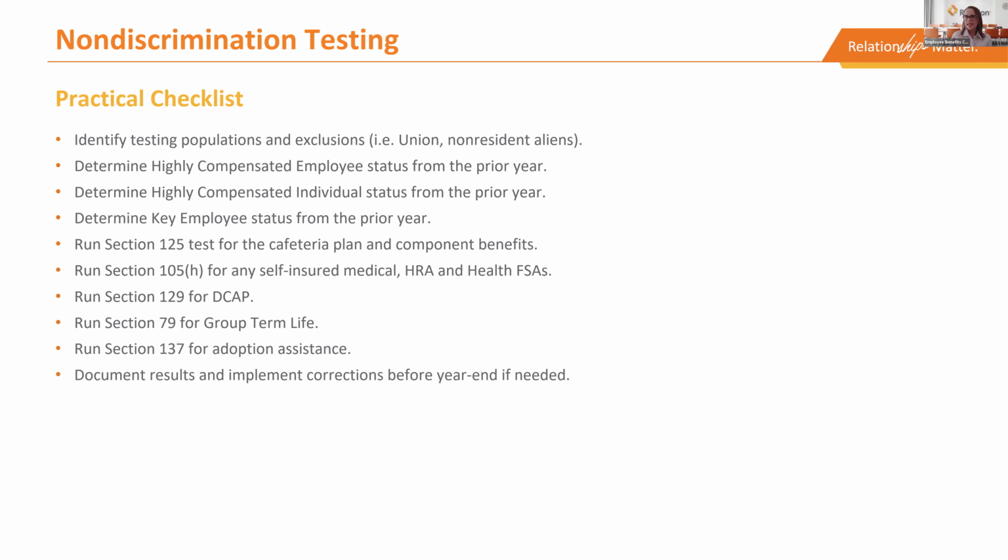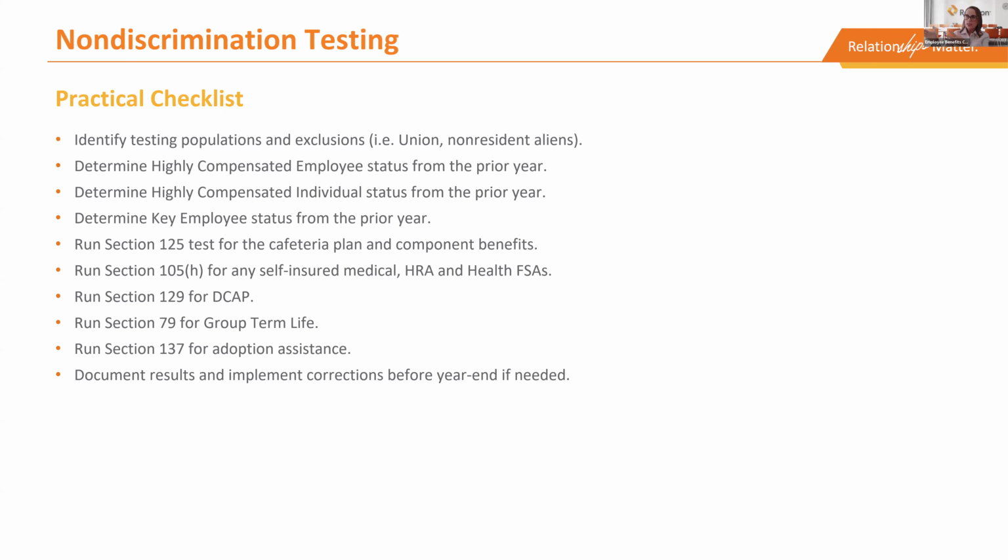And then here I've just highlighted for you a practical checklist, kind of an order, for your non-discrimination testing. Again, really identifying those test populations for each, the Section 125 and the component benefits. Sometimes unions are also excluded. Non-resident aliens, those get excluded from testing. And the rationale behind the union is that they're collectively bargained, and so it is what you end up with for your benefits.